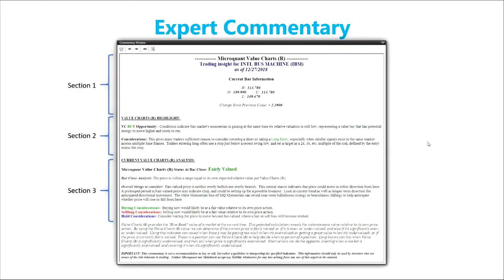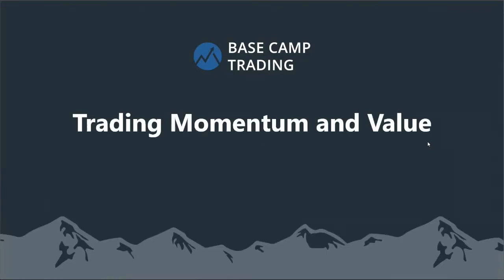You can see here, this is how it looks. It tells you current price bar information, and the current value charts analysis and considerations to take. Okay, so it's a VC buy opportunity. Conditions indicate this market's momentum is gaining at the same time its relative valuation is still low, representing a value buy that has potential energy to move higher and room to run. So we can start implementing trades based on expert commentary if you're not familiar enough with the tools to use them yourself and do your own analysis. It's like cheat codes, basically.